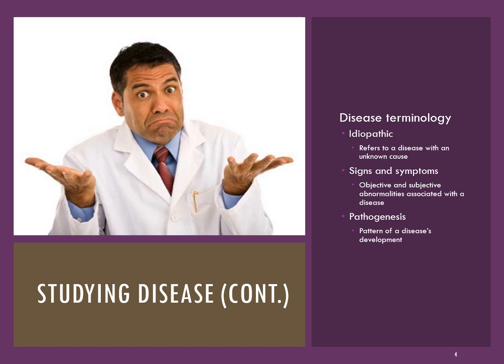Another term that's important to understand is pathogenesis. Pathogenesis is basically the cycle of a disease, the pattern of a disease's development. A syndrome is a collection of all the signs and symptoms associated with a disease or a condition, like diabetes, for example.